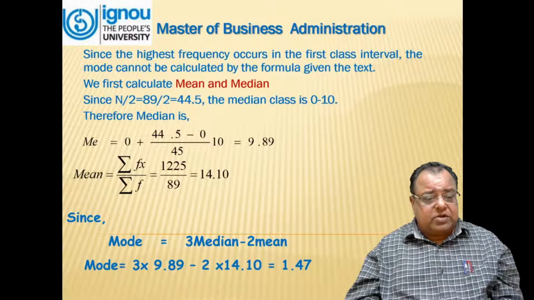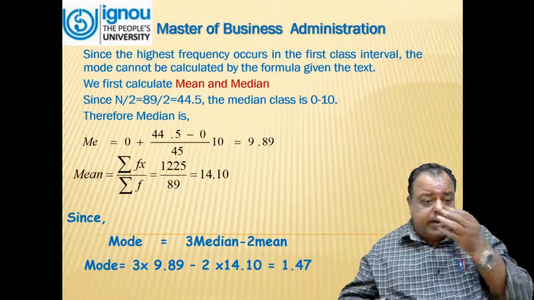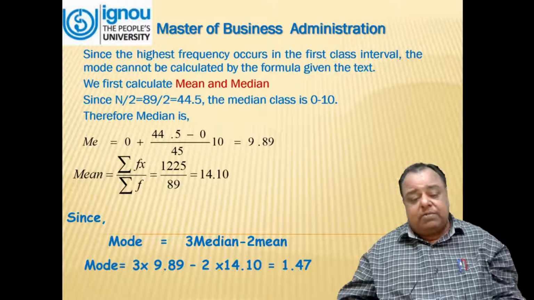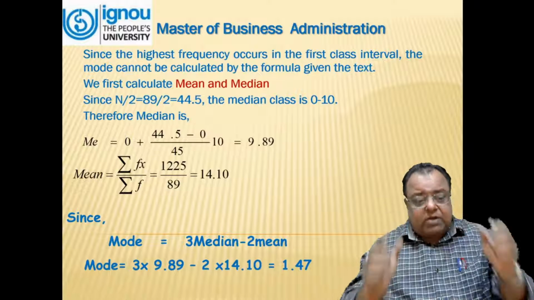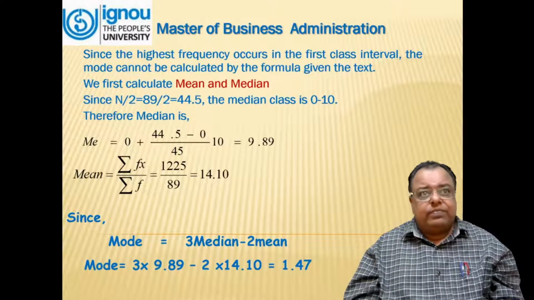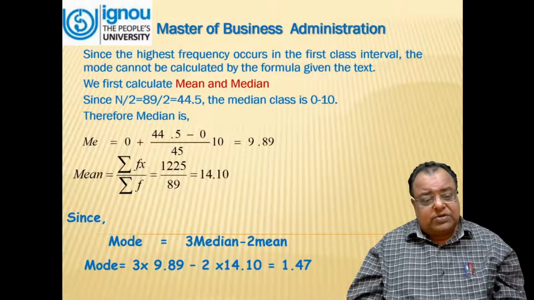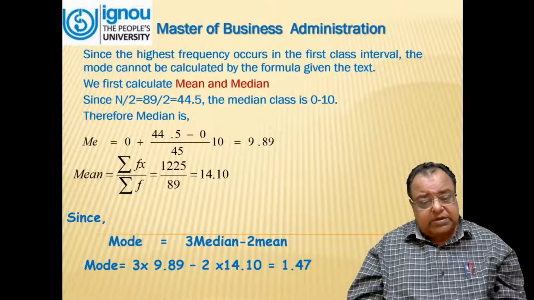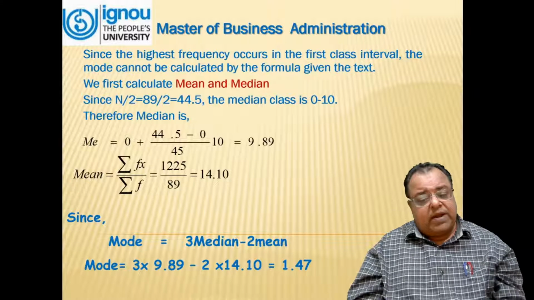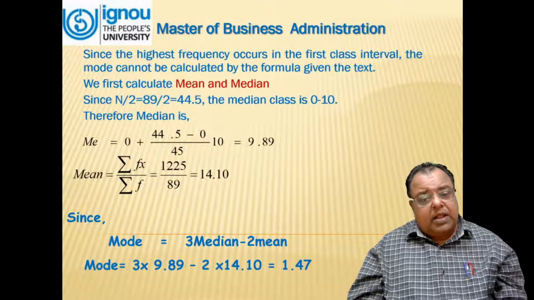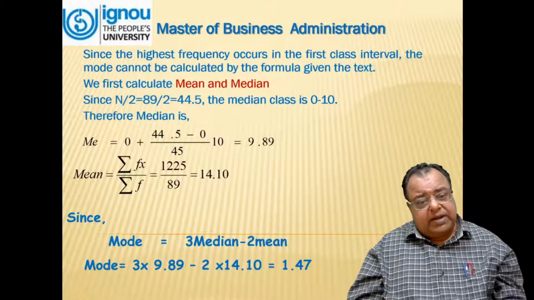We now have the values of mean and median. Now we will move to calculate the mode. For calculation of the mode, we will use the empirical formula, that is, mode is equal to 3 median minus 2 mean. That comes out to be 3 times 9.89 minus 2 times 14.10, which comes out to be 1.47. So in this particular problem, we have calculated mean, median, and mode.